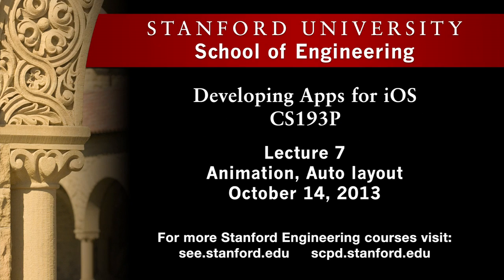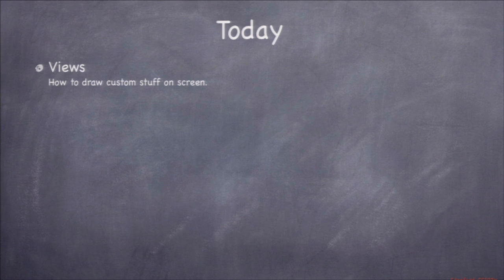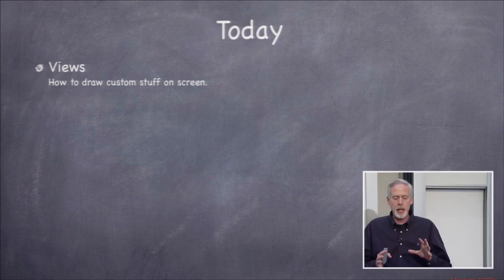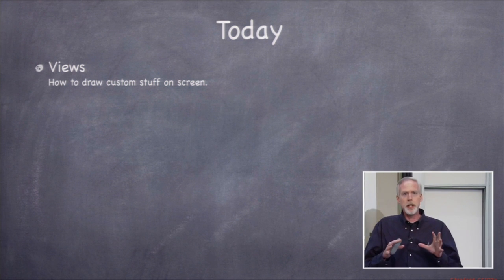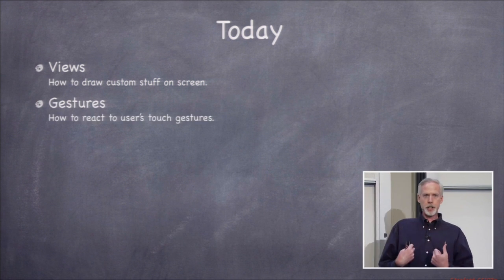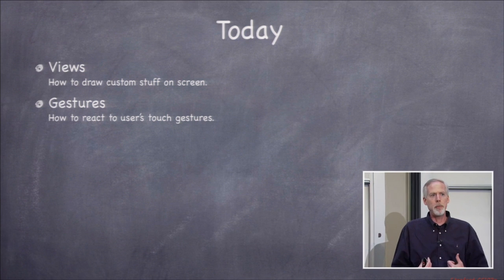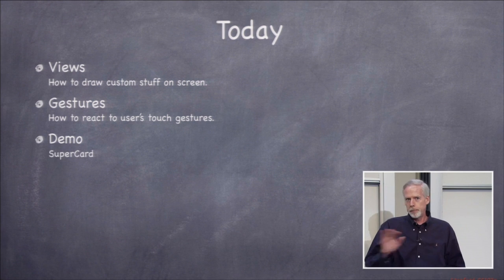Well, welcome everyone to lecture number 7 of CS193P, fall of 2013-14. Today we're going to talk about input and output, okay? We're going to talk about views, which are rectangular areas on the screen that you can use both to draw custom stuff and to get gestures in from the user, touch gestures, multi-touch. I'm going to have a demo that's going to show you all that.